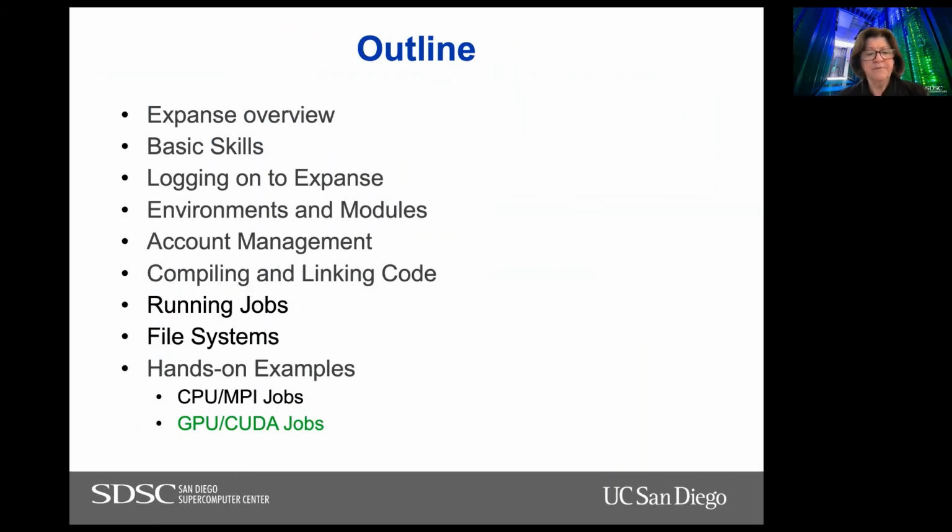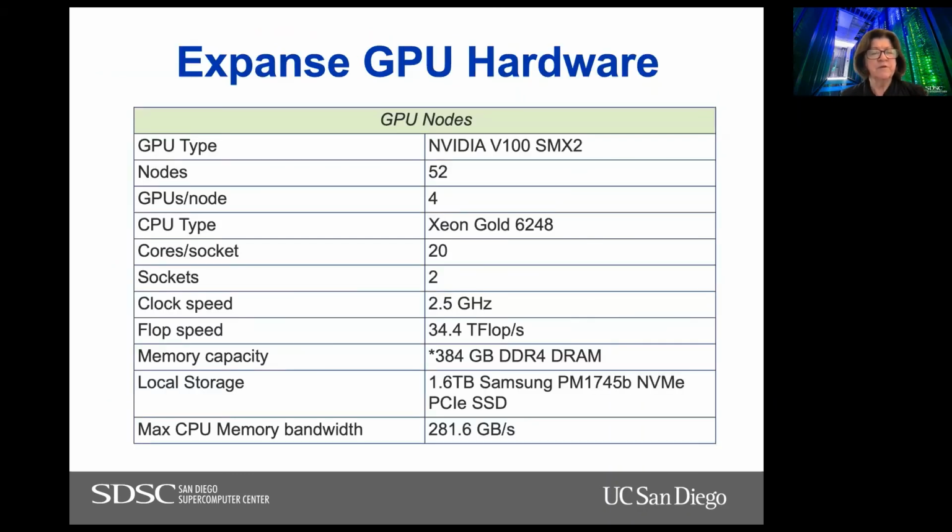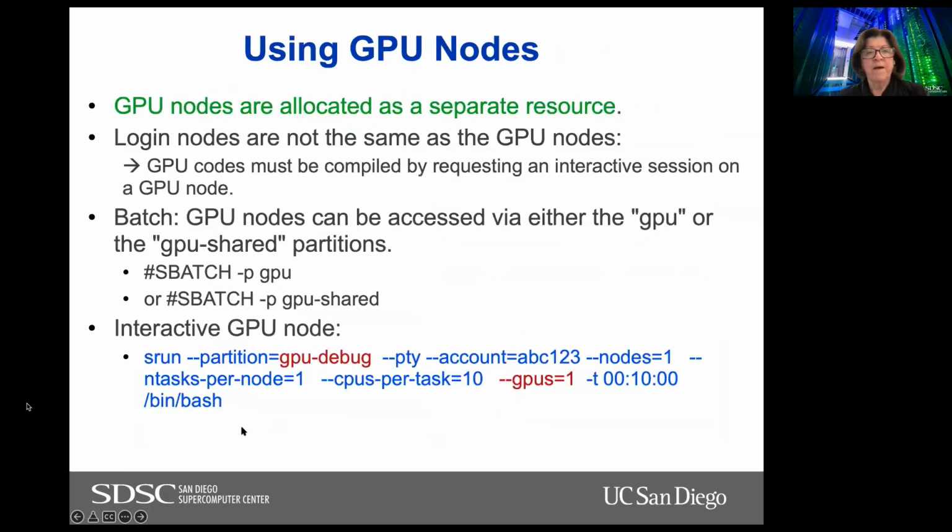Okay, GPU CUDA. GPU is a little bit different. Again, it's physically completely different hardware. So when you log on, you need a GPU environment. And right now we have NVIDIA V100s. I think it will be getting A100s. We have 52 nodes at the day this was made. I think it might be more.